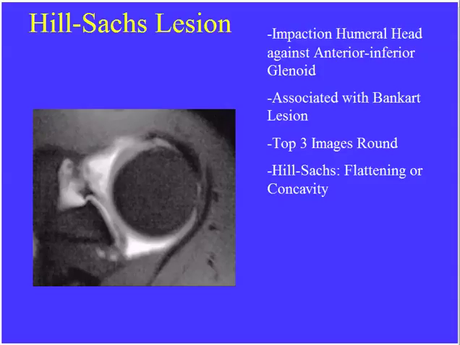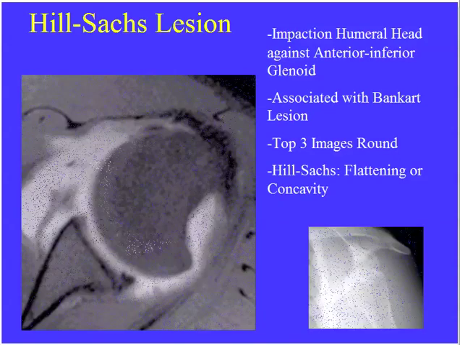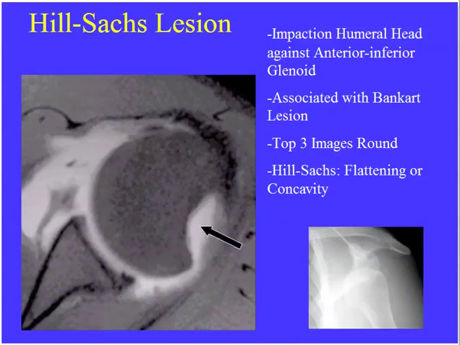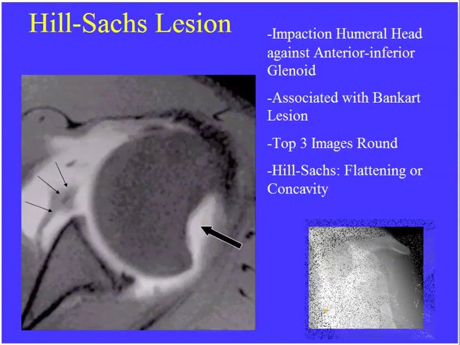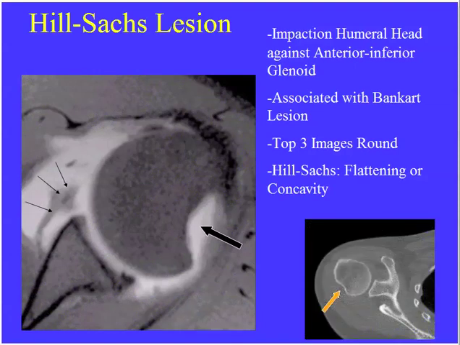Okay, they also like to show the Hill-Sachs lesion in the axial plane, and when you look at the upper 3 cuts of the humeral head, it should be perfectly round. There shouldn't be any concavity or flattening of the posterior aspect of the humeral head. When we see an anterior dislocation, the humeral head impacts against the undersurface of the glenoid, and it results in this concavity in the upper three axial images through the humeral head.